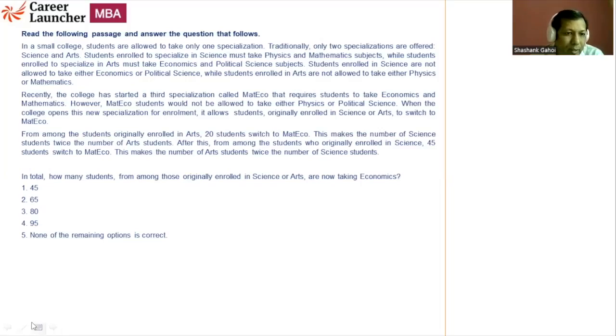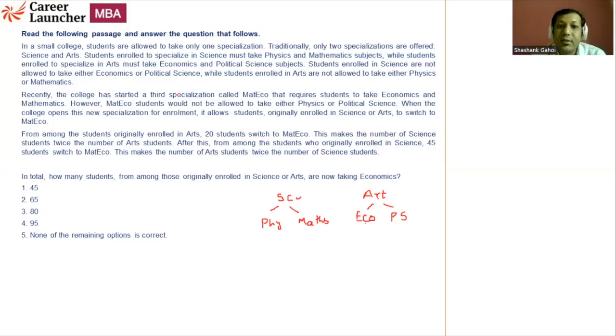Okay, so basically we have science and arts. In science we have two subjects, physics and maths. In arts we have two subjects, one is eco, another one is pol science. Most students enrolled in science are not allowed to take either eco or pol science. So anyone who is in science cannot take either eco or political science, while students enrolled in arts are not allowed to take either physics or maths. The same thing, an arts student cannot take physics or maths.